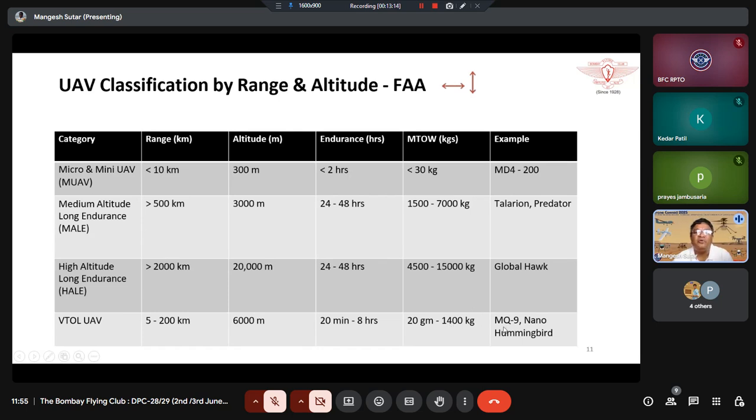It could be MQ-9 drones or nano or hummingbird drones. You have very small nano class drones used by the US military, called Hornet drones. They are hardly 250 grams in weight. So that again falls under this VTOL UAV. I hope you have seen those kinds of drones in pictures or on the internet.